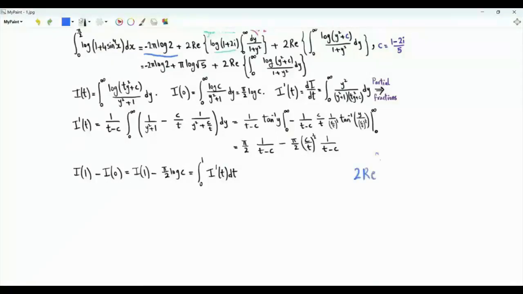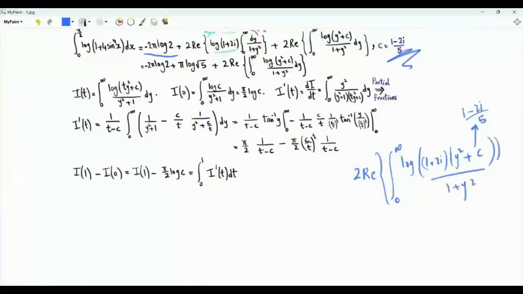We also have 2 times the real part of the integral from 0 to infinity, log of (1 plus 2i) y squared plus c, where c is (1 minus 2i) divided by 5, downstairs we have 1 plus y squared. We can split this logarithm into log (1 plus 2i) plus log (y squared plus c). Integral from 0 to infinity of 1 over y squared plus 1. This is tan inverse y. When we use the limits of integration, we get pi over 2 minus 0.